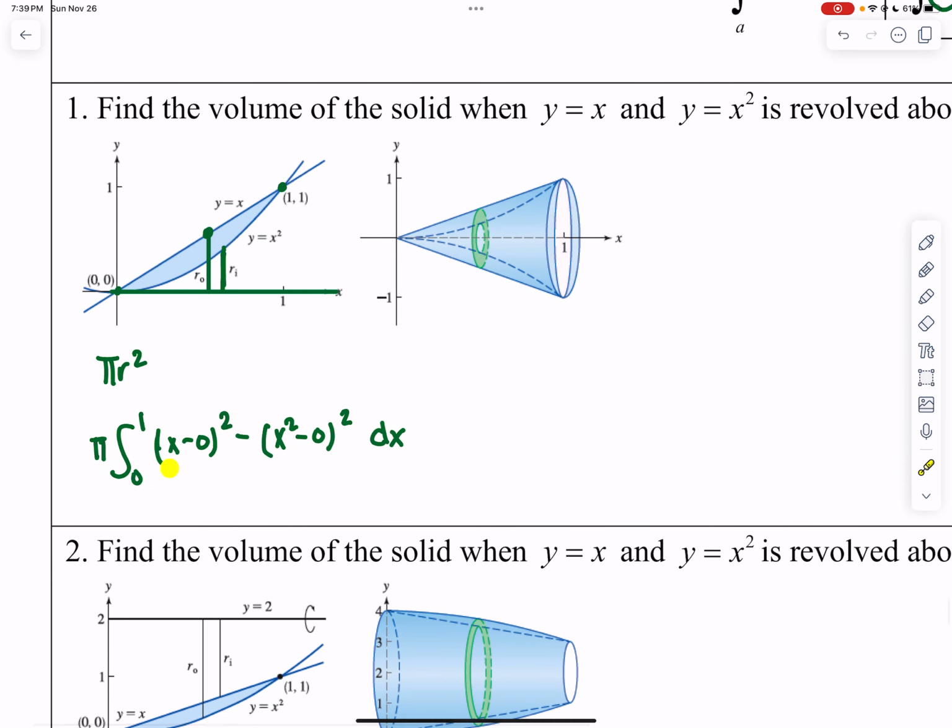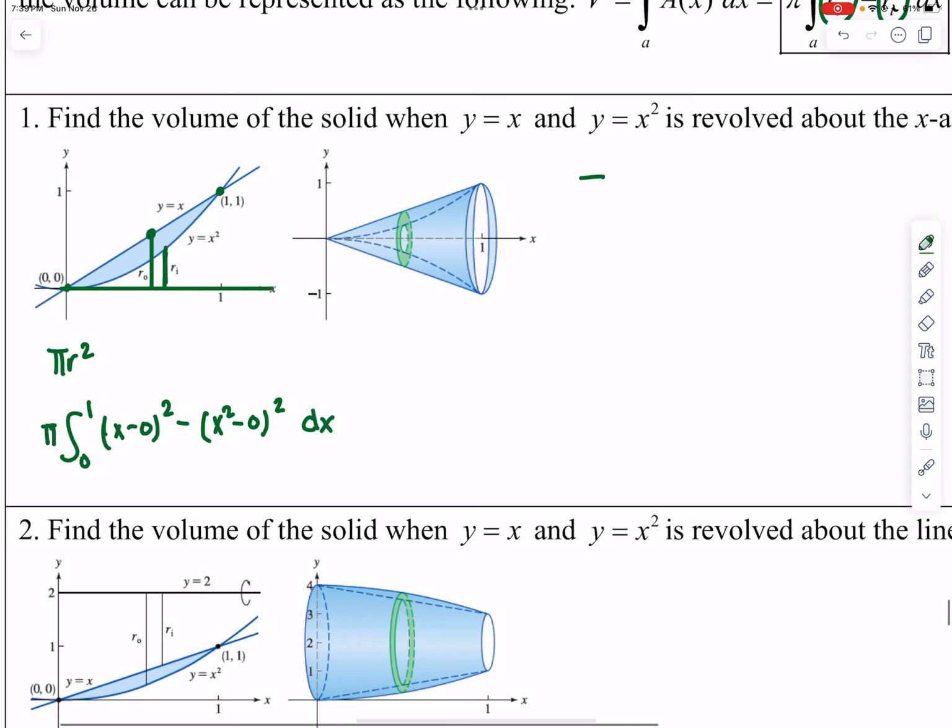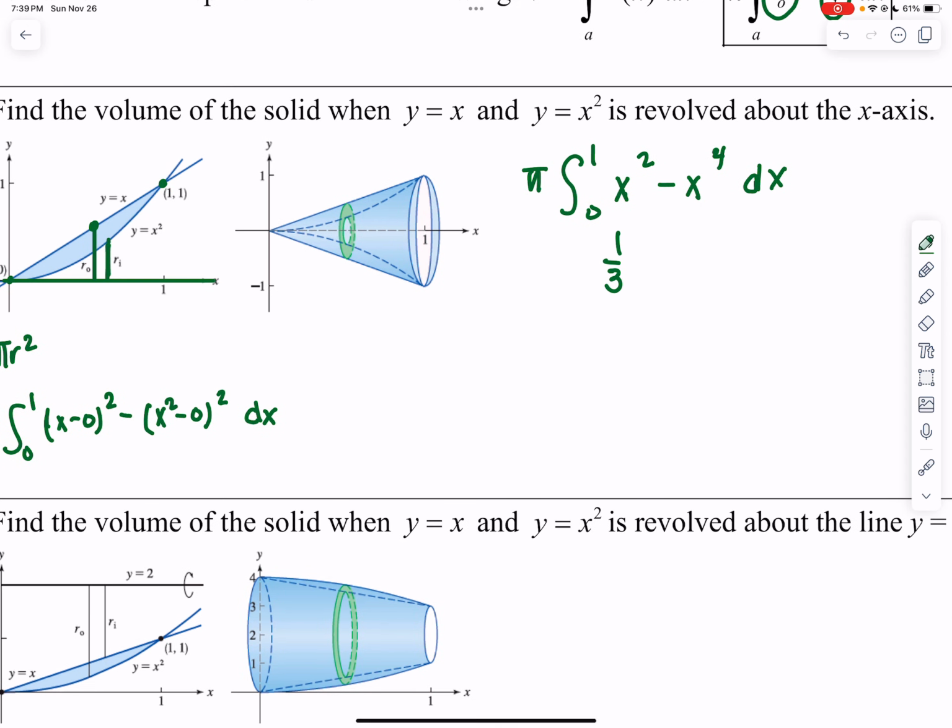So this is my top, or my furthest function, so I do top minus bottom. And then this is my closest function, so I do top minus bottom here also. All right, I'm going to clean this up a little bit. I have the integral from 0 to 1 of x squared minus x to the 4th dx. I'm going to integrate this from 0 to 1. So then you get 1/3 minus 1/5.